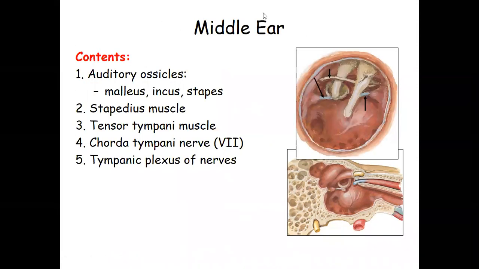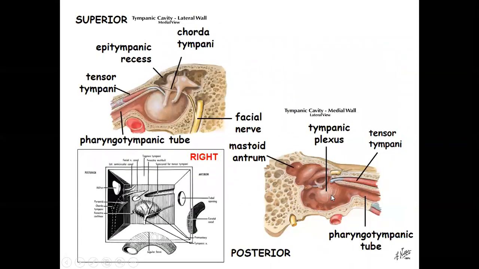Okay, what are the contents of the middle ear? We have the auditory ossicles: the malleus, incus, and also the stapes. These are the small bones of the middle ear. And then we have the stapedius muscle, the tensor tympani muscle, and the chorda tympani nerve, a branch of the seventh cranial nerve. And then we have the tympanic plexus of the nerve. So you can see here, just now, if you go back here, this is the tympanic plexus.